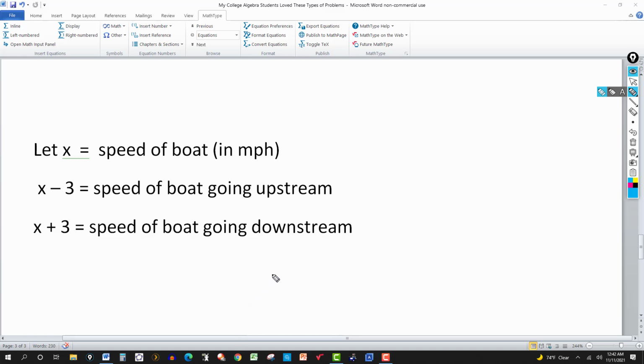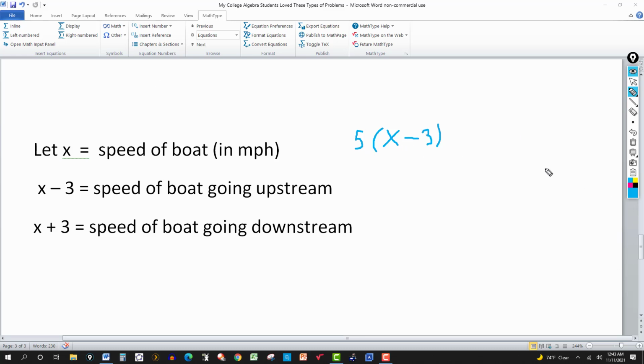Okay, so here's the deal. We have then, do it up here, x minus 3. That's the speed upstream, going against the current, so we subtract the speed of the current from the speed of the boat, which is what we're looking for. And this takes 5 hours. So this is the speed or rate. Rate times the time is distance.